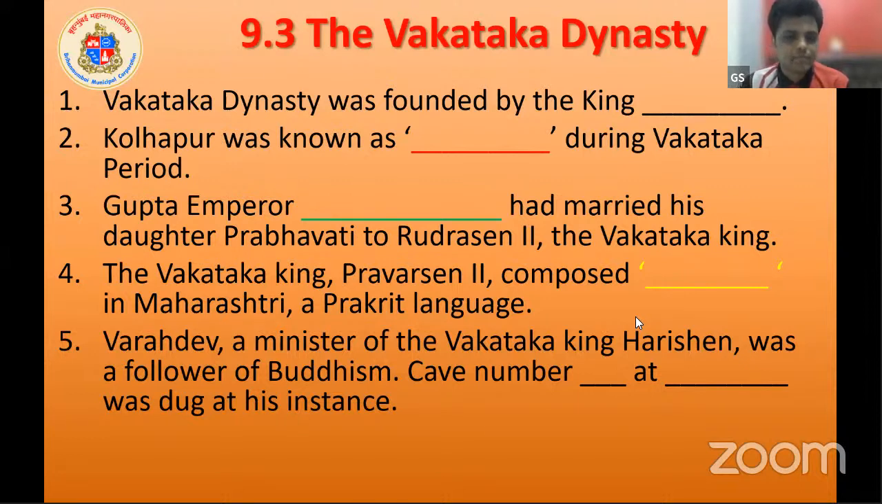Okay, sir. The question is: the Vakataka king Pravar Sen II composed Setubandh in Maharashtri, a Prakrit language. Answer: Setubandh. You are right, absolutely right. Last question: Varahadev, the minister of... Who is going to read? Nitesh Verma, read the fifth question and answer it.